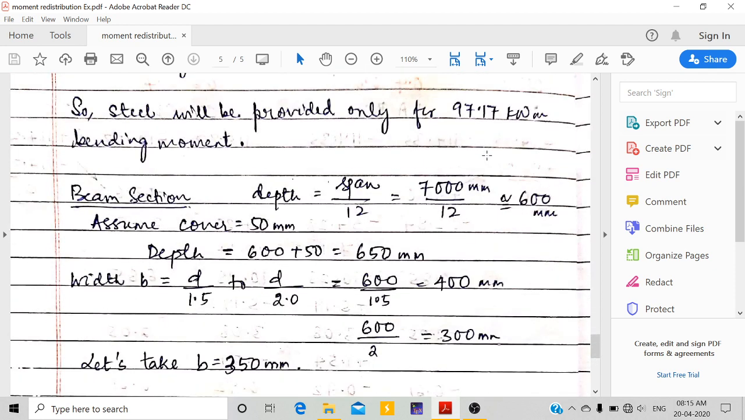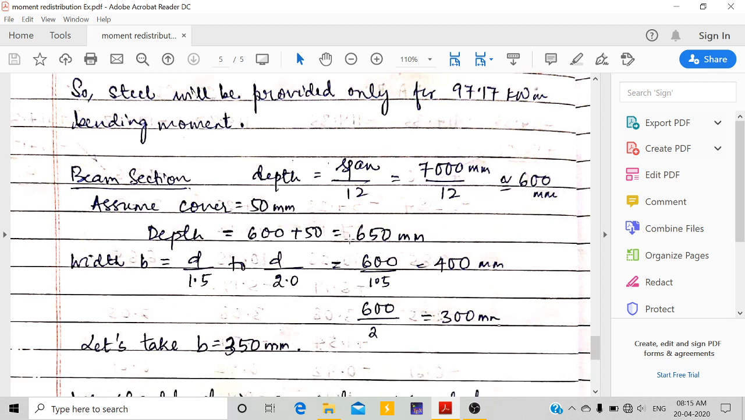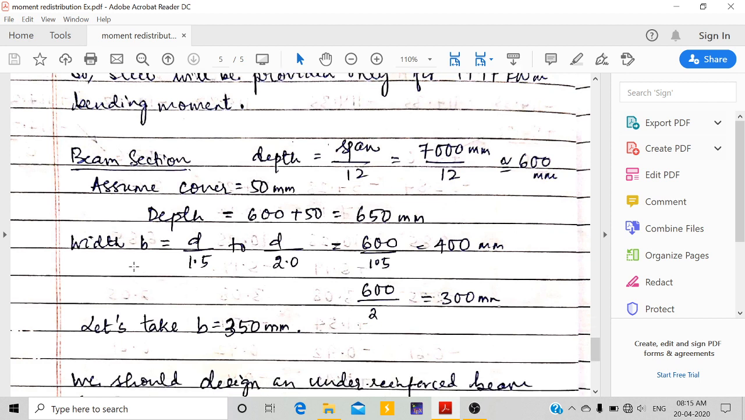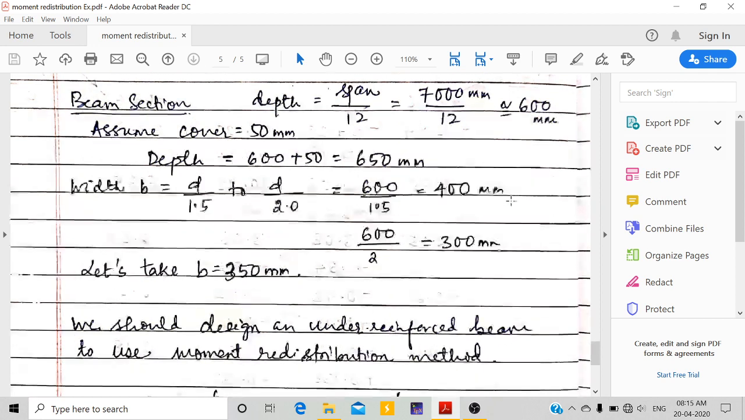Before providing steel, we should assume some beam section. The depth we can assume as span by 12, so 600 mm almost. I have given just 600 mm. Assuming 50 cover, the total depth is 650. The width of the beam we can give around depth by 1.5 to depth by 2, so it will come around 400 to 300. I have assumed 350 mm. So our beam is 350 into 600 mm.